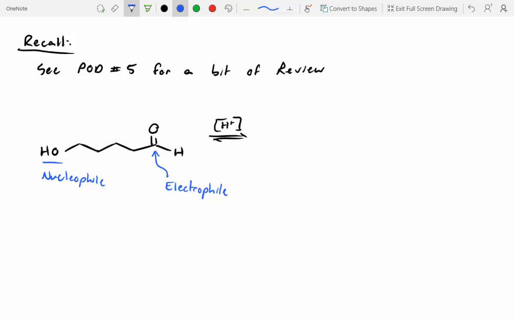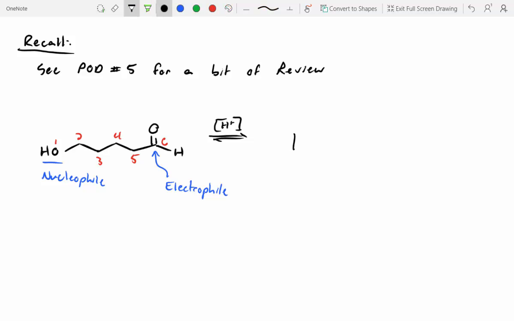So anytime you've got a setup where you've got a nucleophile and an electrophile on the same parent molecule, they tend to cyclize, right? And if we look at this, we've got a chain that would be 1, 2, 3, 4, 5, 6. This means we would form a 6-membered ring. 6-membered rings we know are very stable.